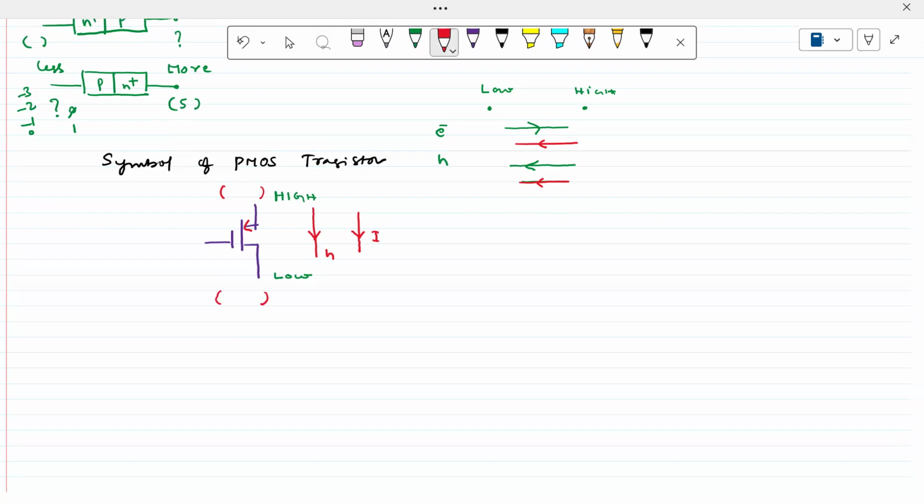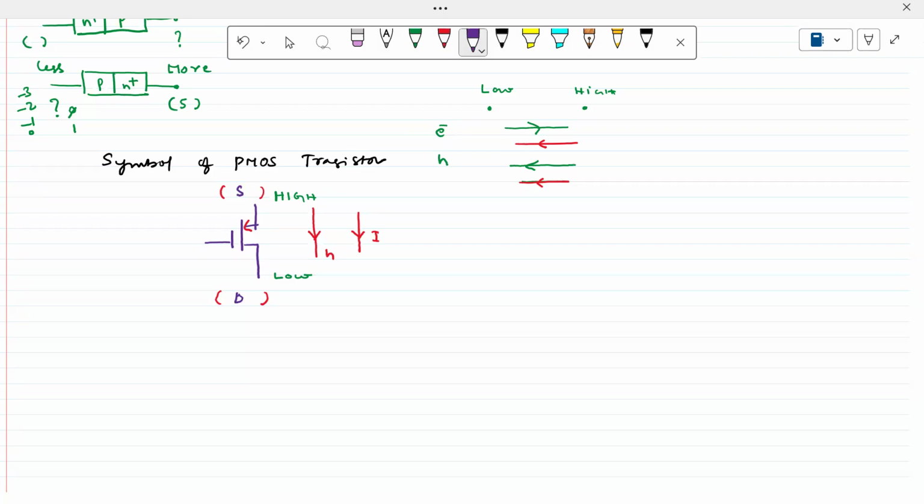What is the high potential terminal we call? It's a source, right? It is a source. Be careful while you are talking, right? It is a source. What about that low potential? Sorry, this is called drain. This is the drain.